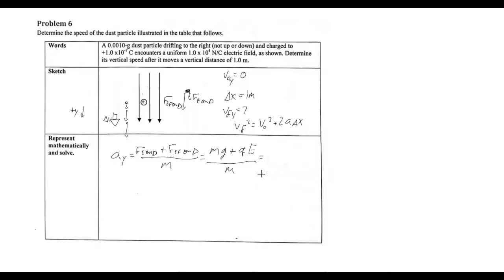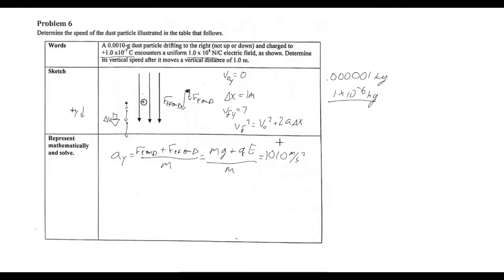Plugging in the various numbers that are given in the problem, here's your E, here's your charge. Be careful when you plug in the mass. Since it is 0.001 grams, it is actually 0.000001 kilograms, or 1 times 10 to the negative 6 kilograms. So that is what you need to use for your mass. Be careful there. Once you plug everything in, you will get an acceleration of 10 meters per second squared.